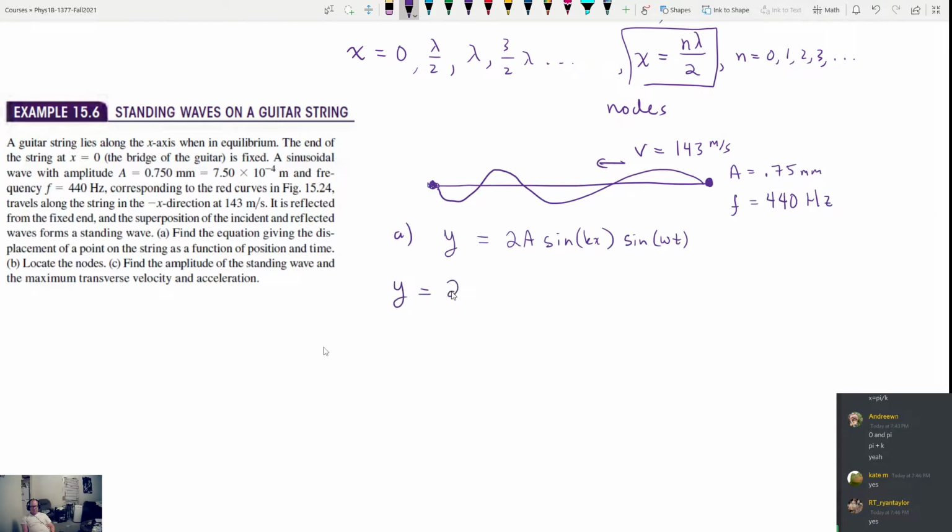So y is equal to 2 times a. The amplitude is 7.5 times 10 to the minus 4 meters. Then we do sine of k times x. Well, we need to figure out what k is. And if we have velocity and frequency, can we find wavelength? How do we find the wavelength if we have velocity and frequency? What equation do we use?